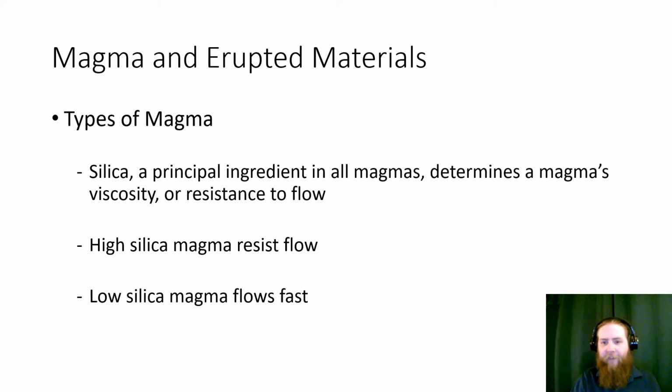Water isn't a very viscous liquid. Things like molasses, which flows a lot slower, are very viscous, meaning they have a resistance to flow. In the same way, magmas that have high silica are going to resist flow. They're going to have a higher viscosity. Low silica magmas are going to flow fast. They are going to have a low or lower viscosity.